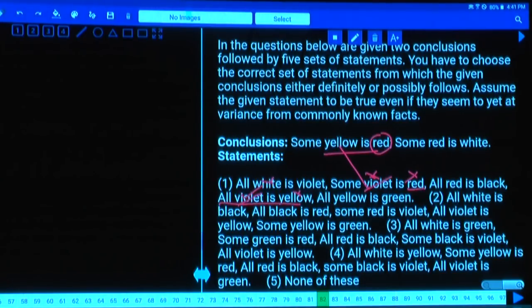Distributed ones. And so what is the conclusion? Some red is yellow, some yellow is red is true. Are you getting the answer or not? By combining which two statements we are getting? The second one and the fourth one we are getting the answer.